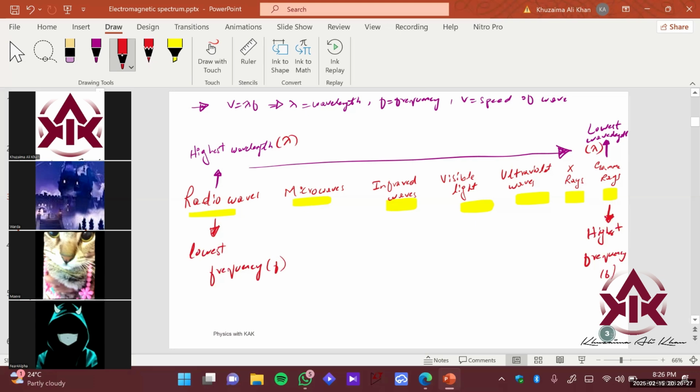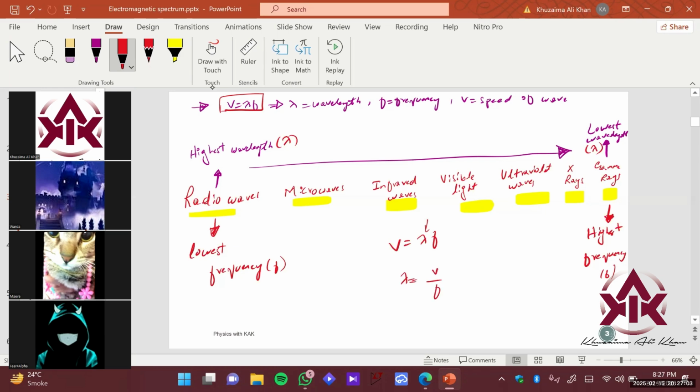Can anyone highlight why there is an inverse relation between wavelength and frequency? By just looking at this formula, is there an inverse relation between lambda and frequency, the wavelength and frequency? It is obvious over here. If you see the formula here that states speed is equal to lambda f, if you make wavelength the subject, the formula becomes speed upon f, right?